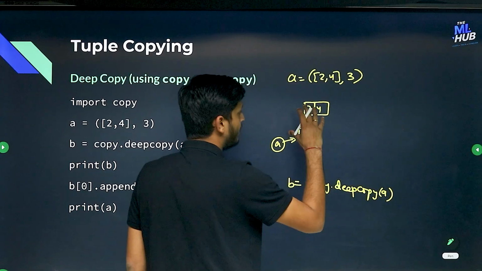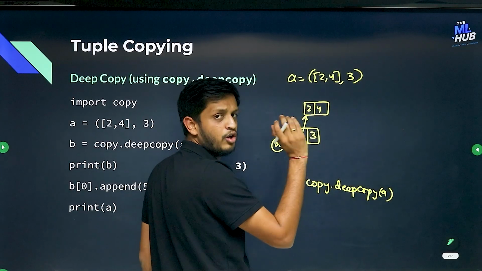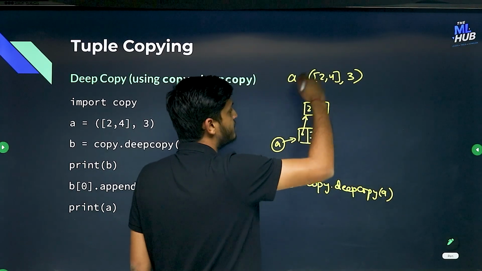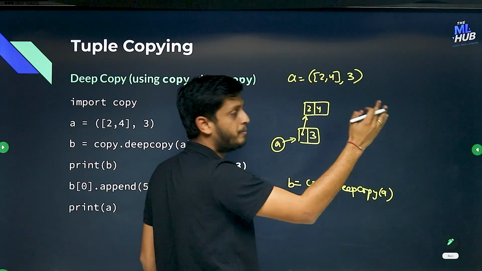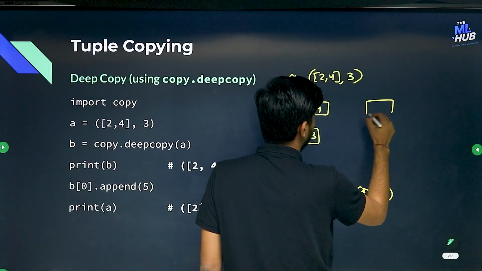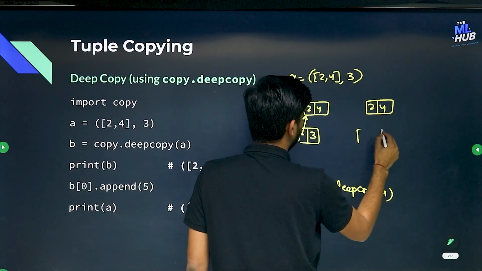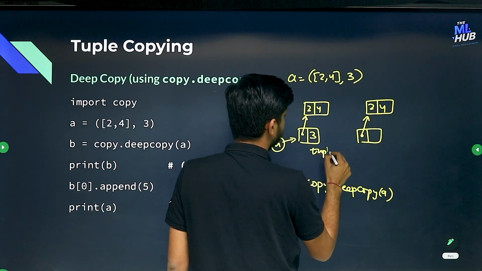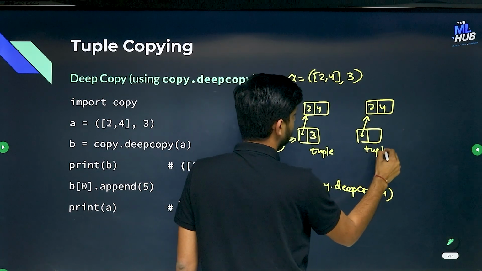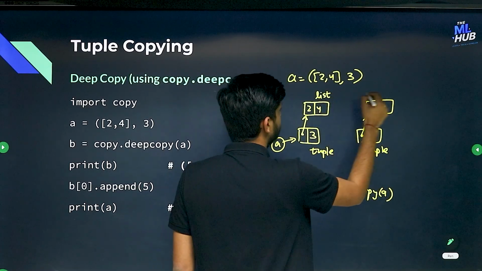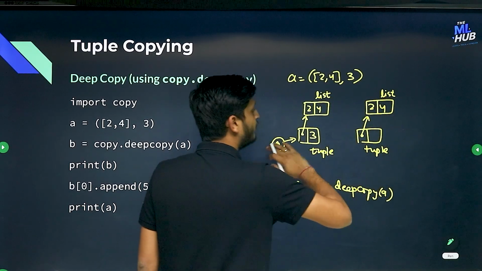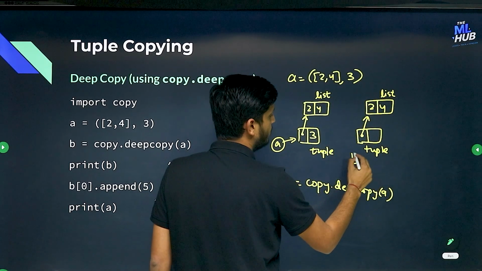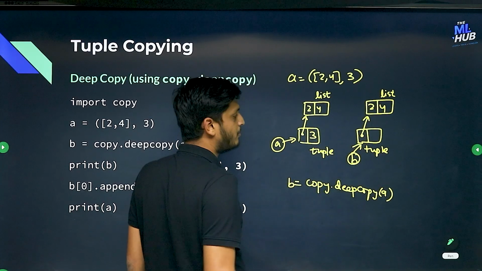then what happens? Whatever is present, like all the internal lists, even if you have more nested lists, everything will be copied. So another copy will be created of 2, 4. Another copy will be created of this tuple. This is a tuple, this is also a tuple. This is a list, this is also a list. And they all will be in different memory locations. And B will be pointing here.